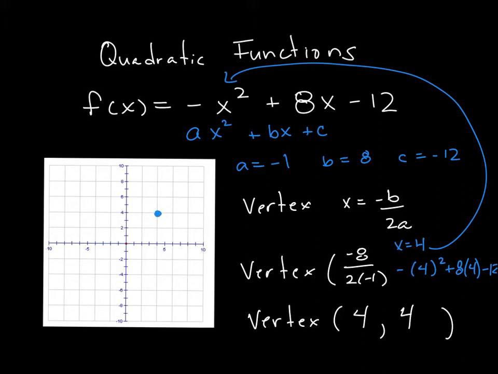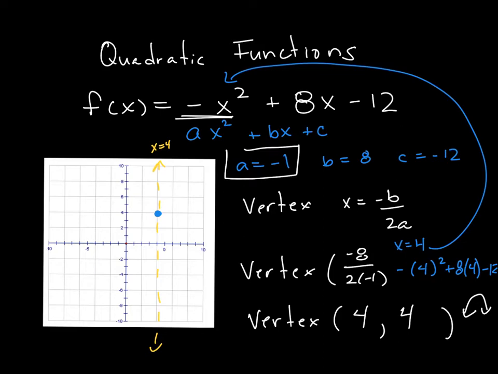Now, with this, because a is negative, because this first term is negative, we know this parabola will be going down. So we know this vertex is going to be the maximum. It will also have an axis of symmetry at x is equal to whatever that x value of that vertex is. So that gives us an axis of symmetry right there.